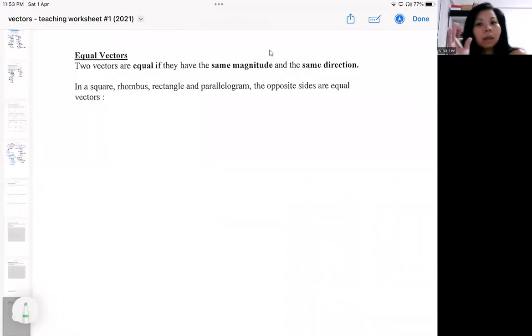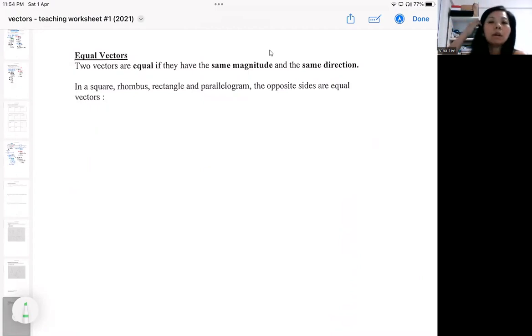Okay. By the time you come to this concept of equal vectors, you have already gotten a lot of basic concepts like magnitude, parallel vectors, and addition of vectors. If you recall, parallel vectors is one of the kinds of questions that they will always test you. Another thing that's always being tested is the idea of equal vectors.